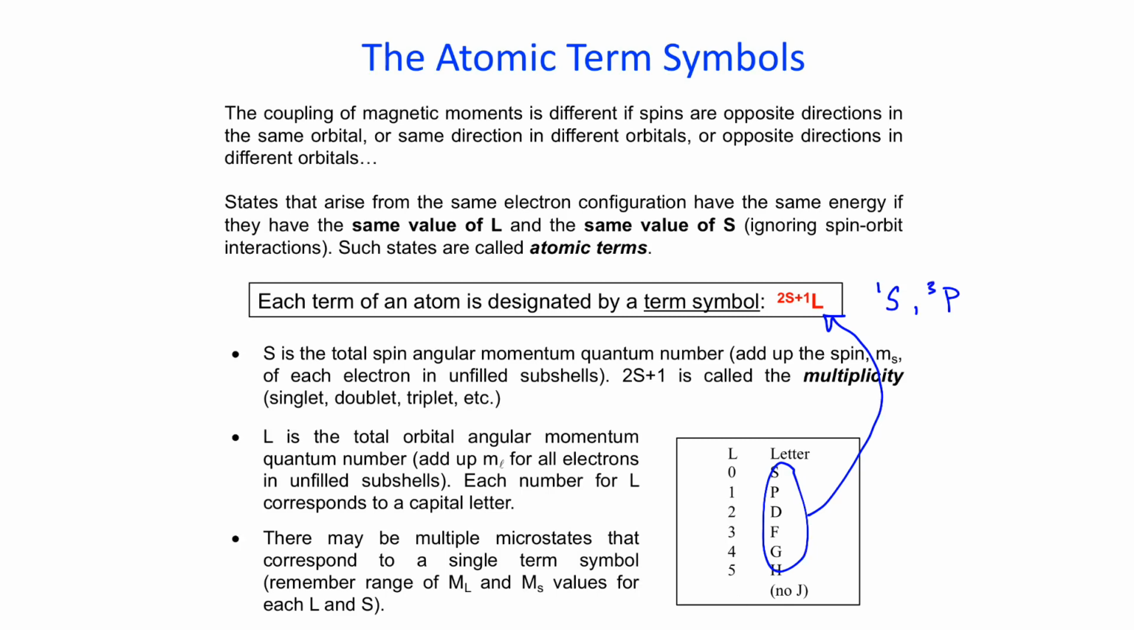And that's because remember, for every L there's a range of m sub L values, and for every S there's a range of m sub S values. So you'll sometimes get multiple microstates that correspond to a single term symbol. This is it for the initial mechanics of putting together an atomic term symbol and how we calculate or designate the term symbol and account for that labeling.